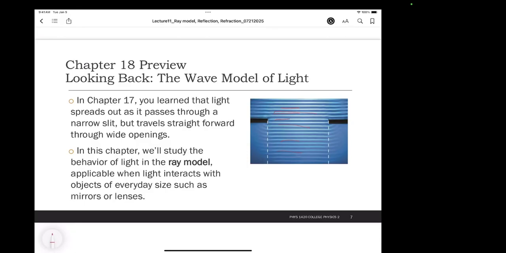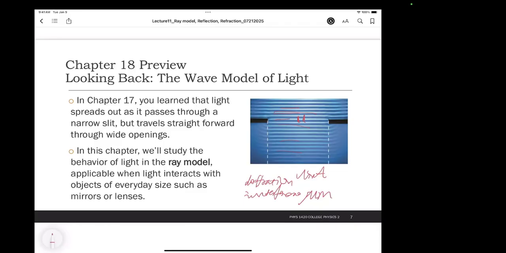If this opening is very small, the unit should be like a millimeter, micrometer, like that, and there will be some wave model phenomena such as diffraction and interference. We have learned this in chapter 17. But if this slit, this opening, is very big, it will travel straight forward through the wide opening. This is what we learned in chapter 17.